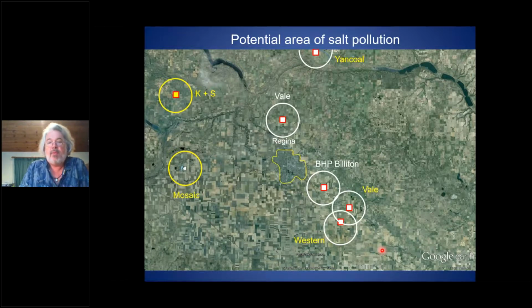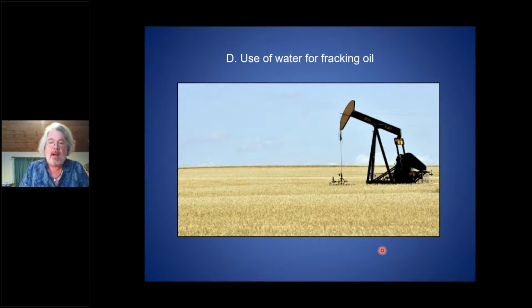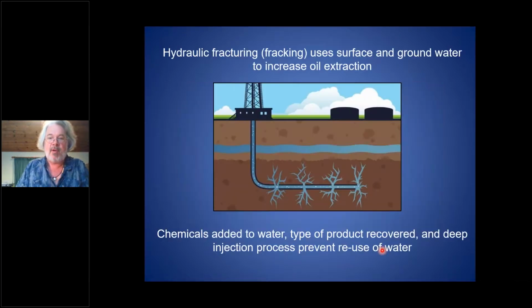And then finally, with fracking, hydraulic fracturing or fracking uses surface water, injects chemicals into it, and under pressure uses it to fracture the substrate and extract oil-bearing petroleum products from oil-bearing rocks.